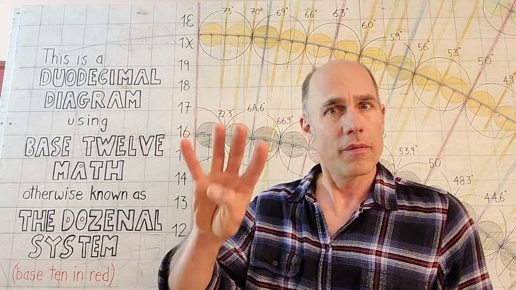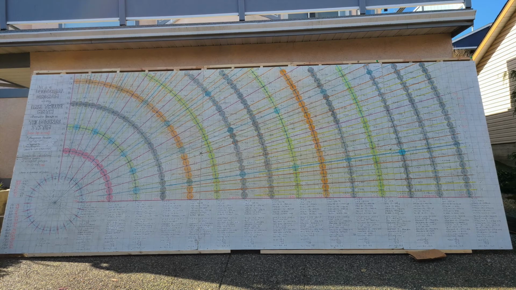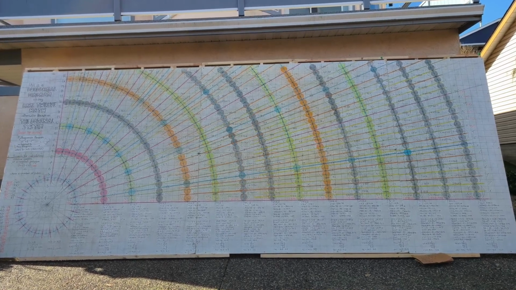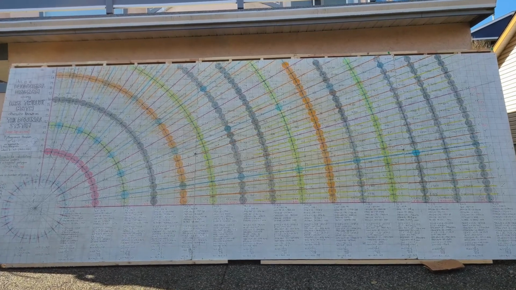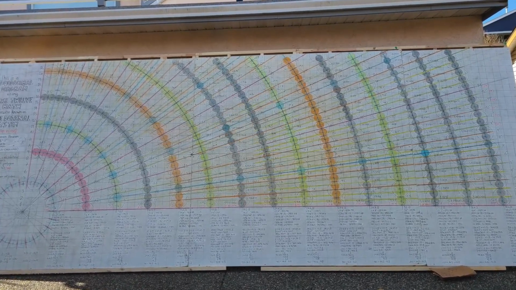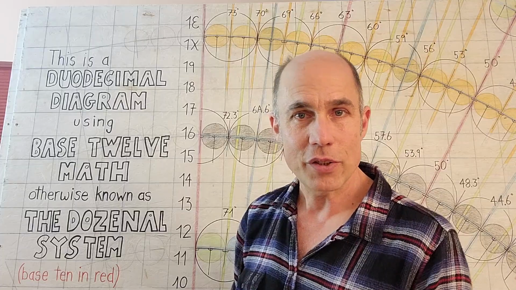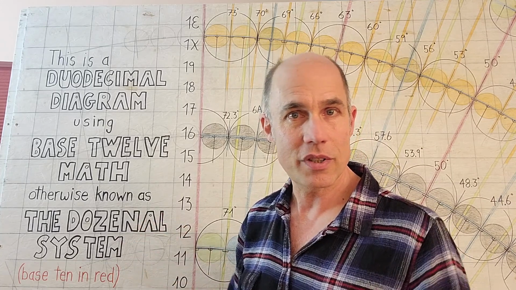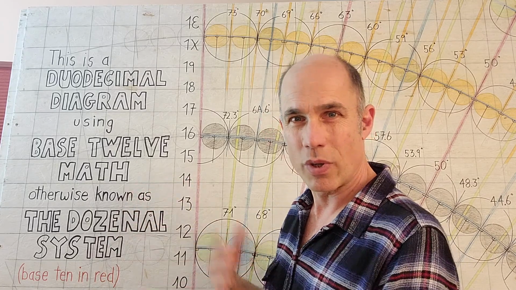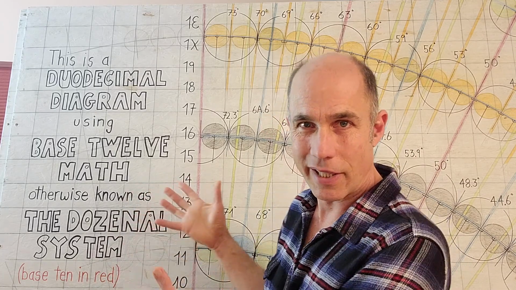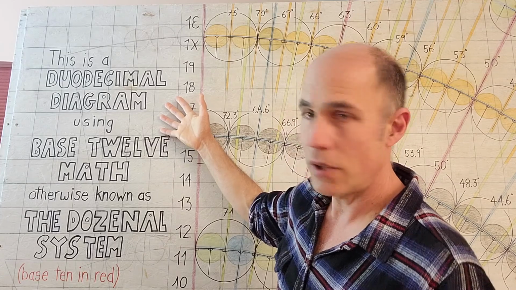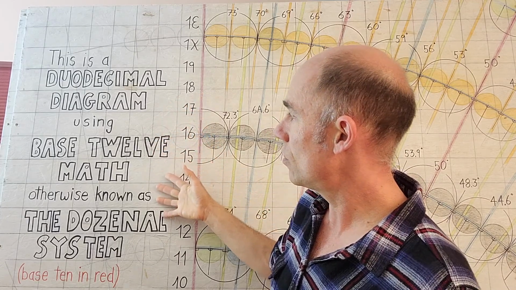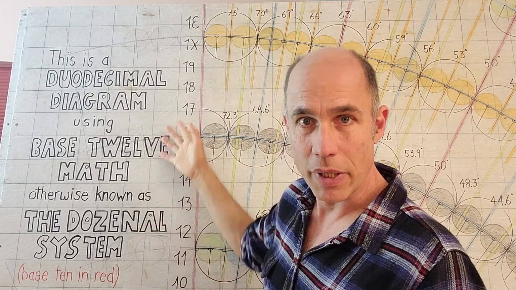Part four. Okay, so it's time to introduce you to this diagram that I've been using in my introductory sequence. So here it is. We're just going to go over it one section at a time, and we'll start with the title, I suppose. It's a duodecimal diagram, otherwise known as a Dozenal system, base 12 math.